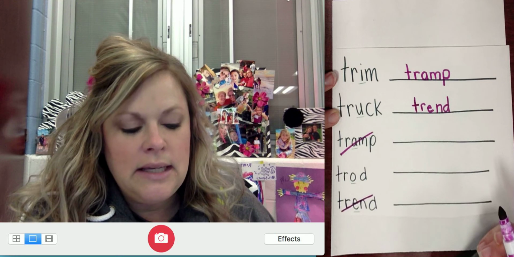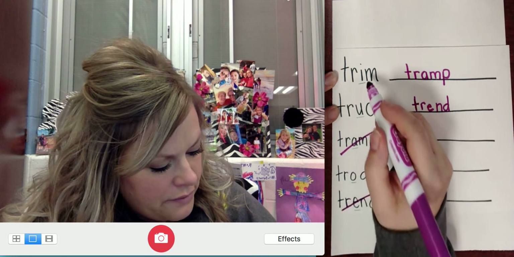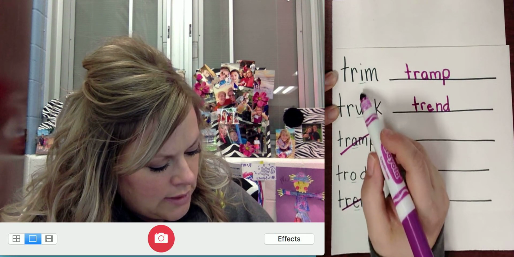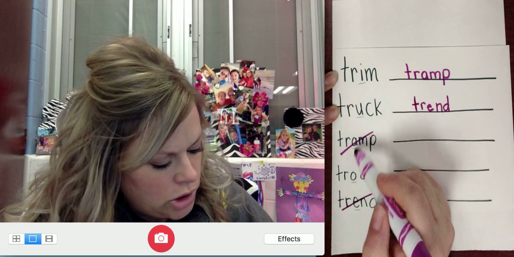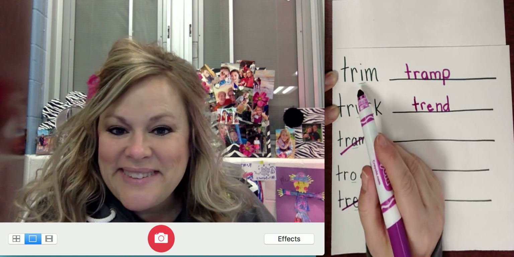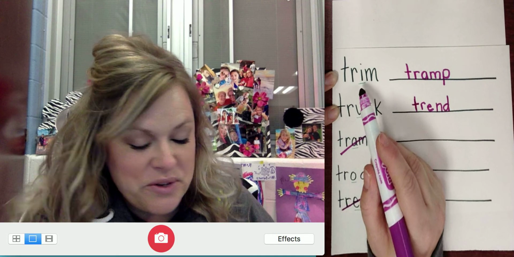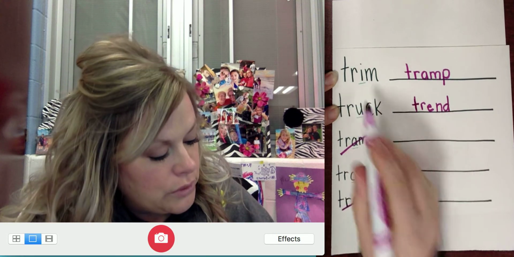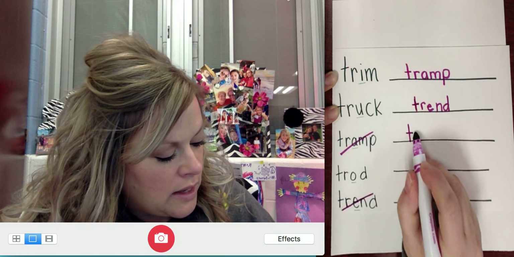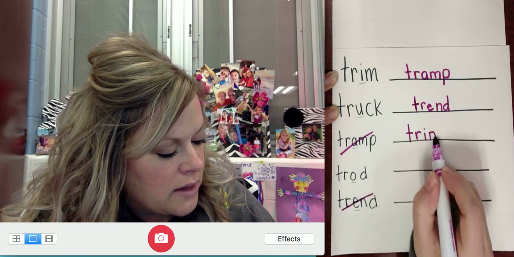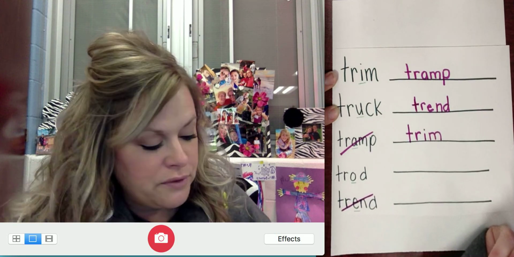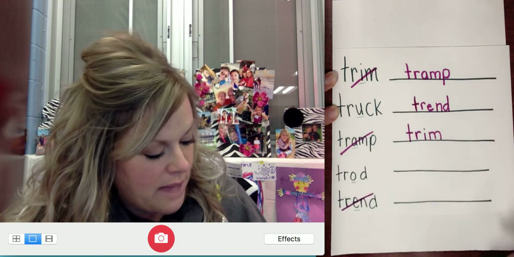So I'm at E in the alphabet. A, B, C, D, E. Okay, now F, G, H, there's an I. So I know that this one is next. So trim, like if you get a little bit of a haircut, a trim, just a little bit cut off. Trim is my third word in the alphabet.